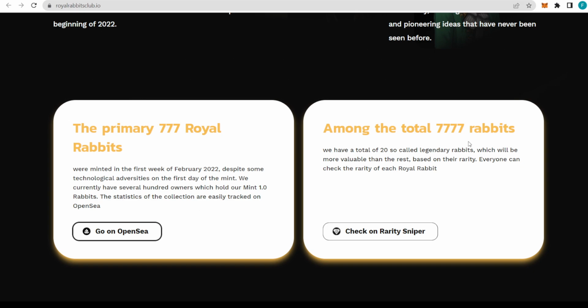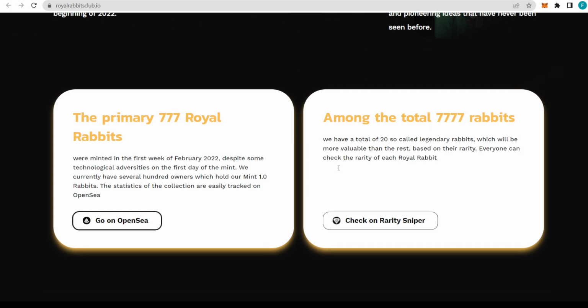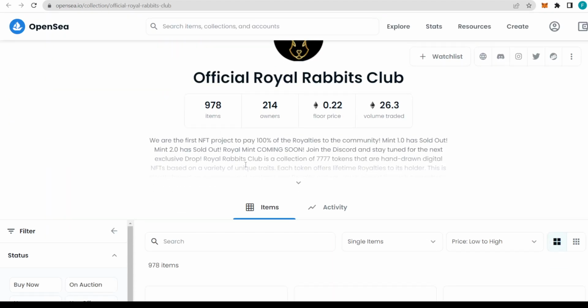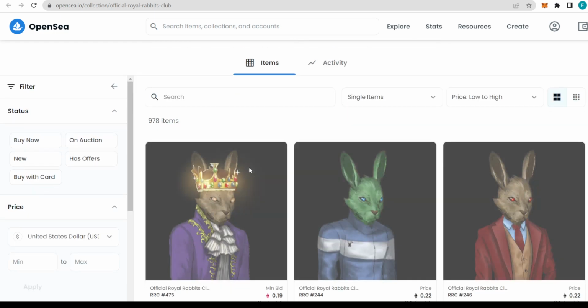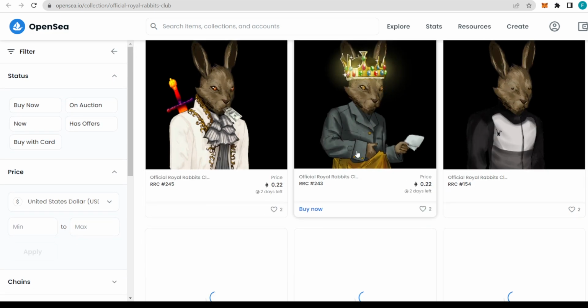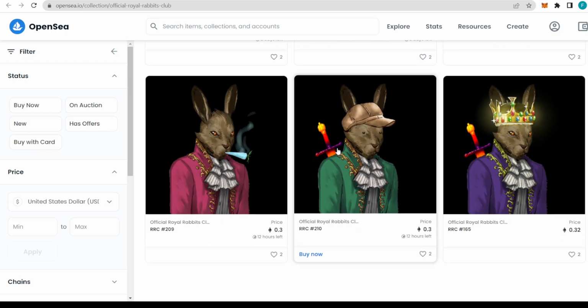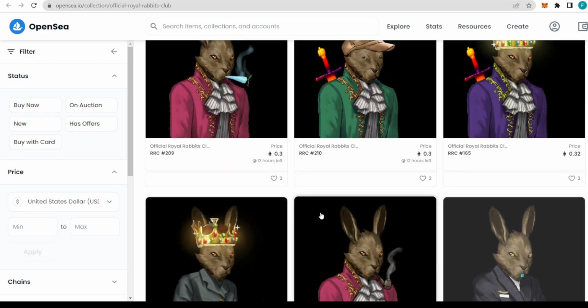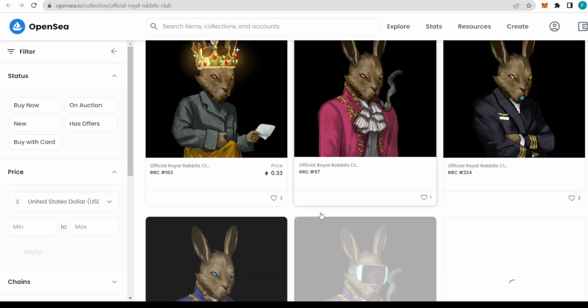Amongst the total of the rabbits, there are a total of 20 so-called legendary rabbits, which will be more valuable than the rest based on rarity. Everyone can check the rarity of each Royal Rabbit really easily. As for now, as you guys can see, 978 items. So these are the Royal Rabbits that you guys can get straight away now. And yeah, that's how they look. Absolutely fantastic and really lovely. This is really a great look for this NFT.